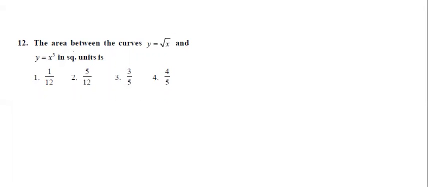Students, see the 12th question. What are they given? Y is equal to root x, that means y square is equal to x. And another curve, y is equal to x cube. Both are intersecting at the point 0, 0 and I think 1, 1 only.